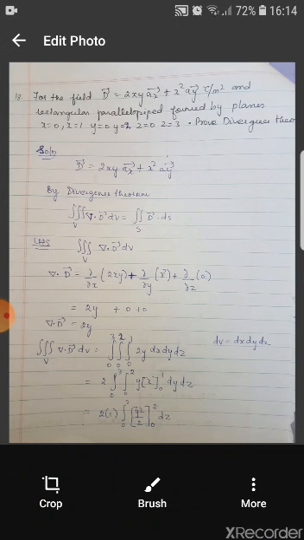So divergence theorem: the volume integral of del dot D dv is equal to the surface integral of D dot ds. So first we'll be doing the left hand side and the right hand side, and then we'll be proving left hand side is equal to right hand side. So the volume integral of del dot D dv.